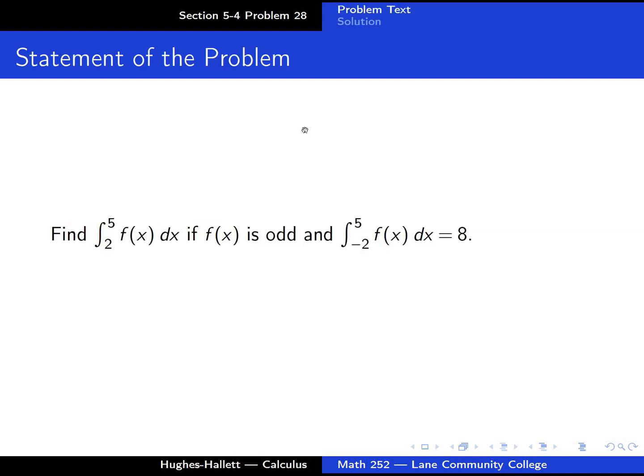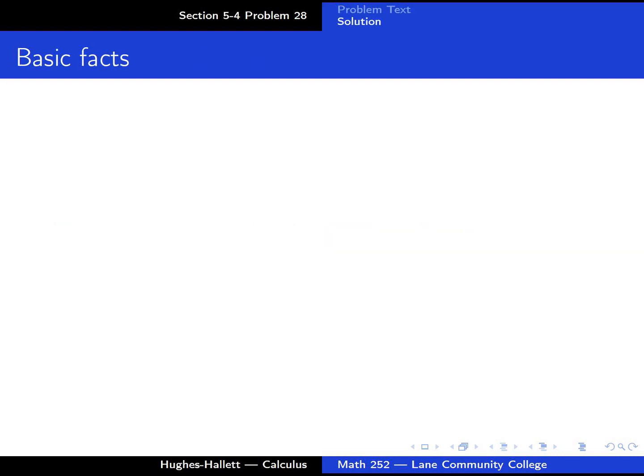Welcome, Math 252. We're looking at problem 28 from section 5 of the Hughes-Hallett text. We're supposed to find the integral from 2 to 5 of this function f of x, and we're given that f of x is odd, and that the integral from minus 2 to 5 of f of x is equal to 8. So let's look at some facts we're going to need to get this problem done.